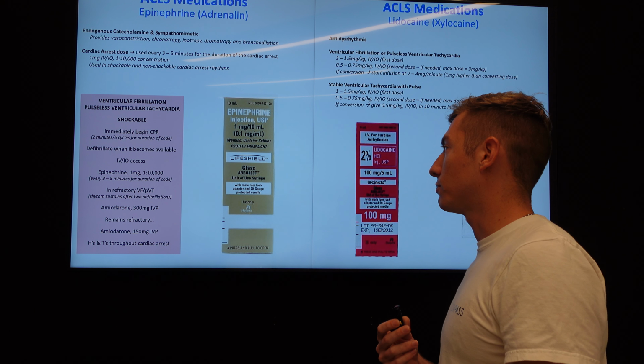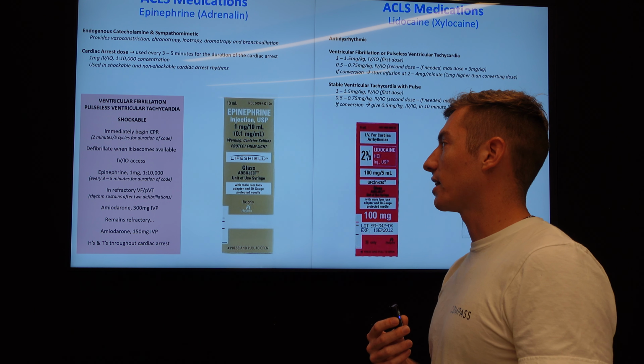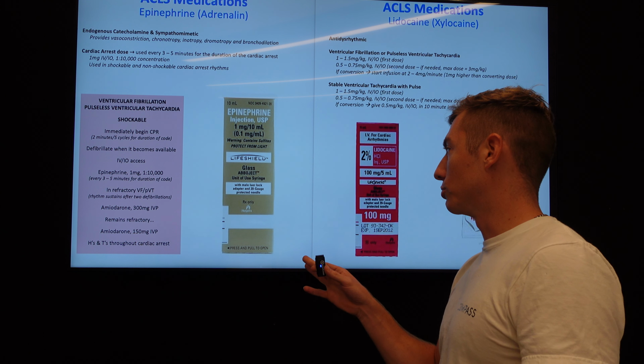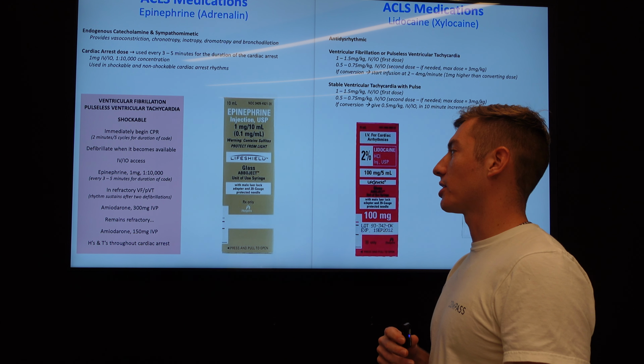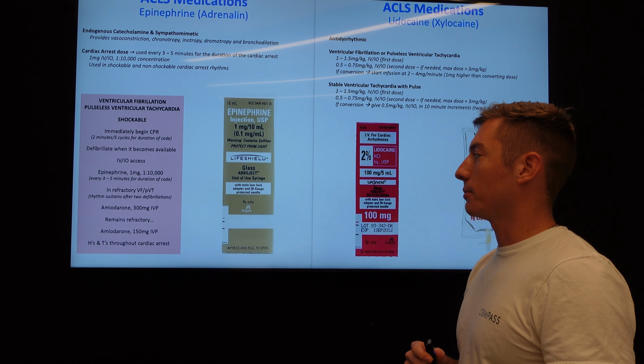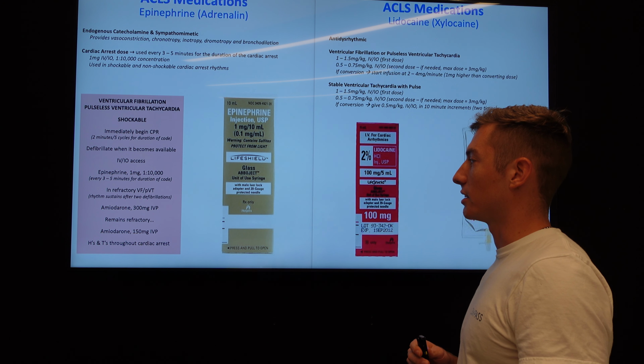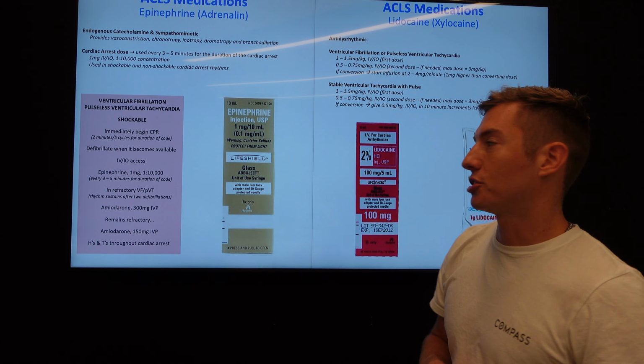In refractory VFib or pulseless VTach, rhythms that sustain after 2 defibrillations, we're going to give amiodarone, 300 milligrams IV push, and then amiodarone 150 IV push. Monitor H's and T's.